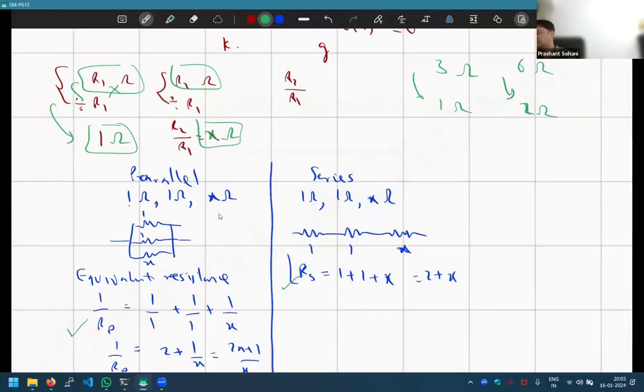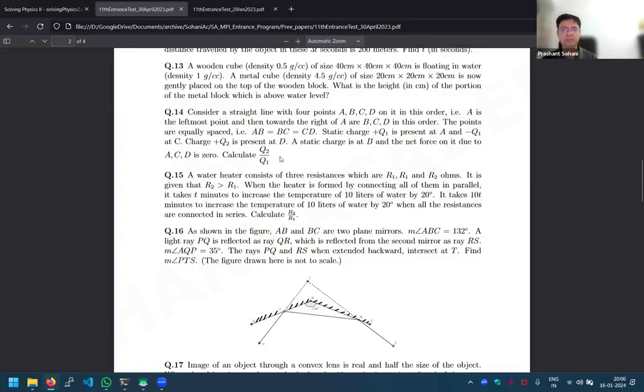Okay. So I'm just sharing some ways to save time for you. It is not compulsory. Okay, if this is clear, can we go to the next question?